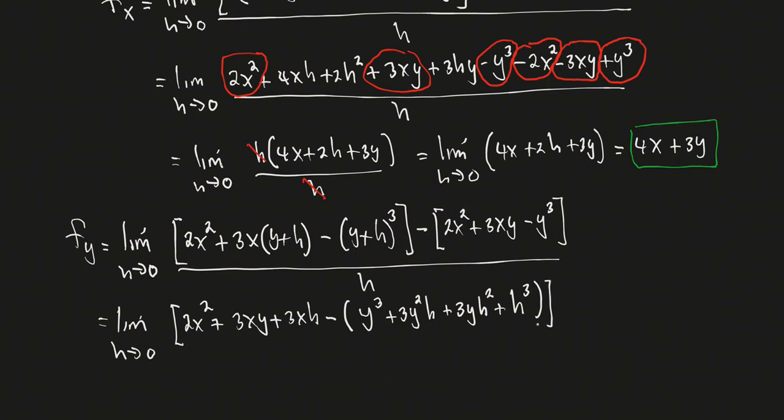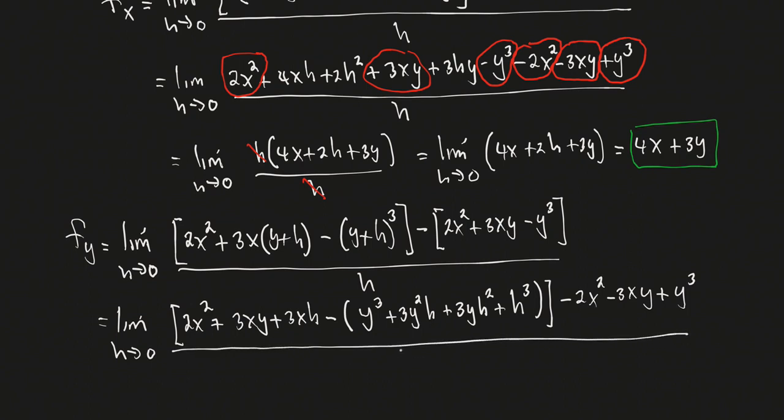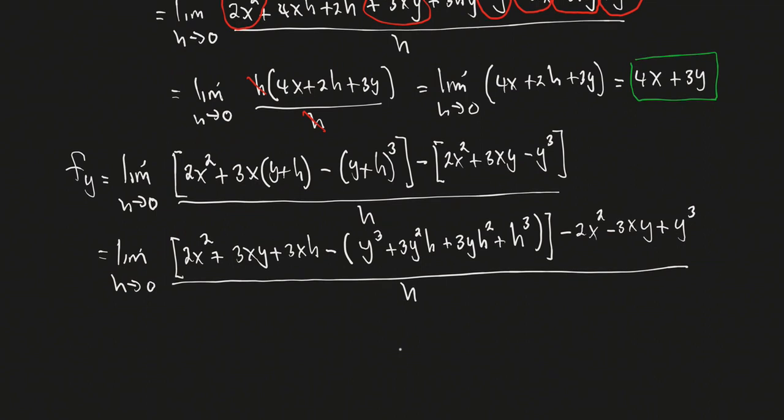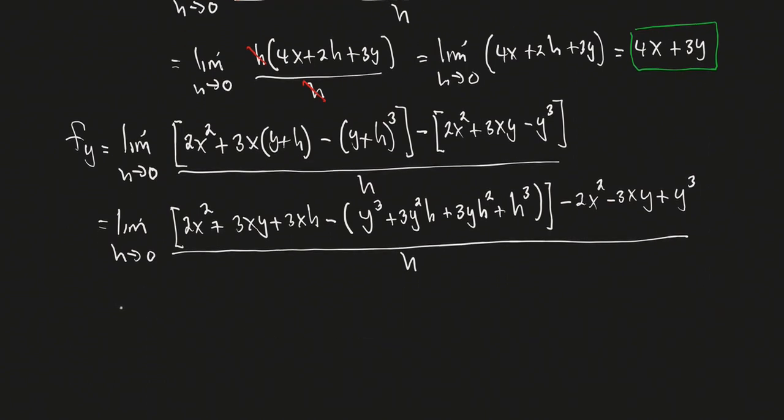So there is the square bracket, a little bit more just because of the cube, but still not terribly difficult. And then distribute this negative to these three terms. So we have minus 2x squared minus 3xy, and then a plus y cubed. And again, this is all over h. That's a little longer difference quotient here, or term in the numerator.